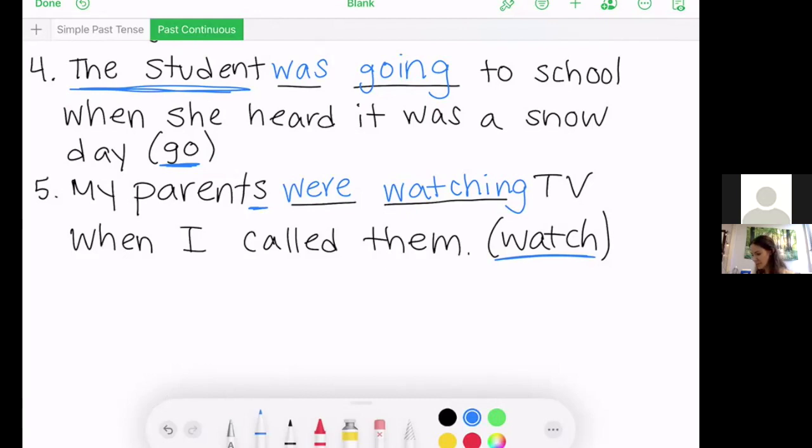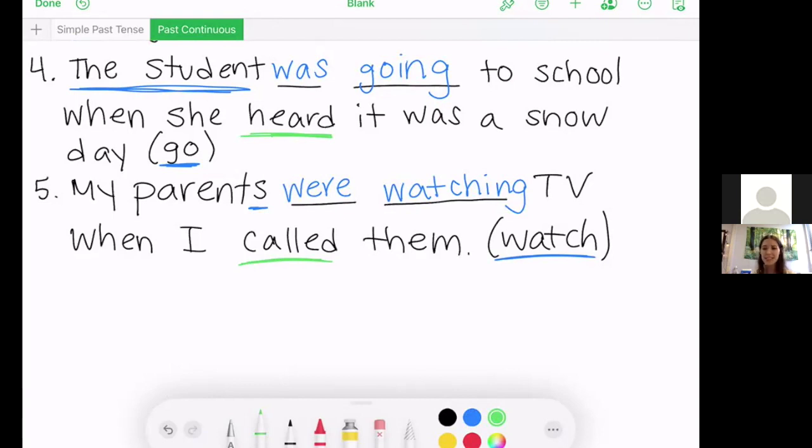So I don't say specifically when I called them, but again, this is an example that also has the simple past. So a lot of the time, like in example number 4 as well, we will use both to describe what we were doing when something happened, right? The student was going to school when she heard it was a snow day. My parents were watching TV when I called them.